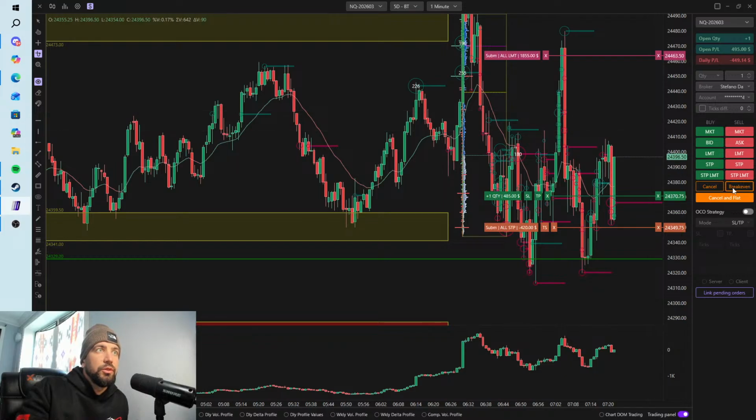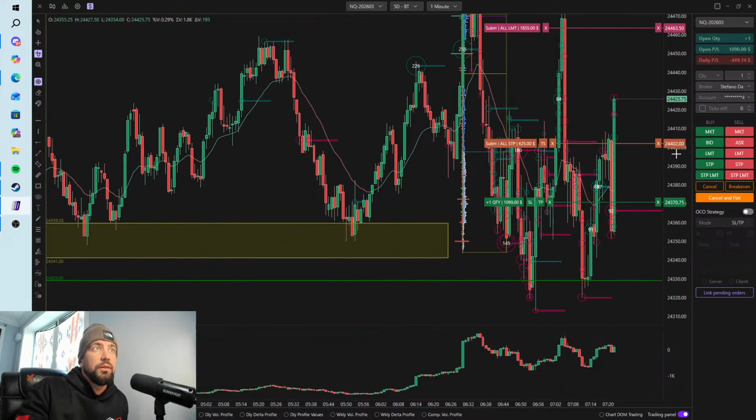We can move to break even now. Now we're testing this area. Move to break even. Wow, that's a big candle. A bunch of aggressive sells here. We can put it below that buy order.